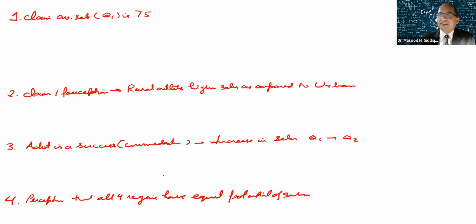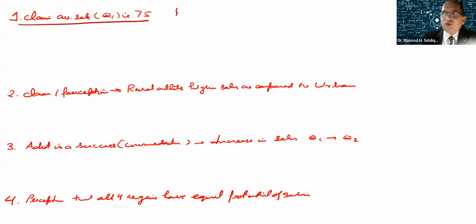Or they are showing the similar amount of sales. So these are the claims or the perceptions that are there. Okay. Now I am taking them one by one. So here the claim is 75.